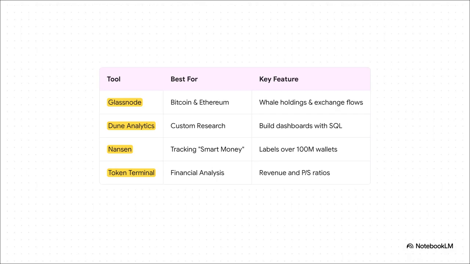And check out the toolkit the pros use for this. It's pretty amazing how specialized these platforms are. You've got Glassnode, which is an absolute beast for analyzing Bitcoin and Ethereum, especially for tracking those whales. Then there's Nansen, which is famous for labeling wallets so you can literally follow what the smart money is buying right now. And you even have tools like Token Terminal, which treat crypto protocols like actual businesses with revenue and everything. Each one gives you a totally different angle to understand the why behind the price.